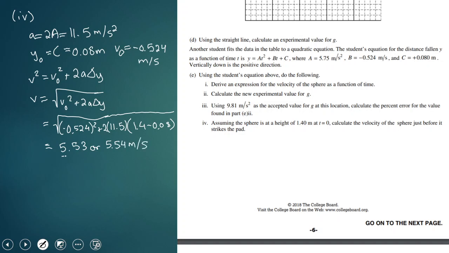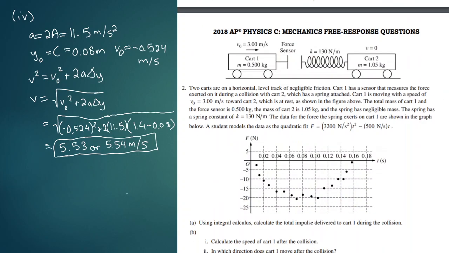Meters per second. So both of these values would be accepted. One of the other ways that you could do this was simply to solve for your t and then find out the velocity at that final time t. So you can find the total time it takes for you to drop this distance, 1.4 minus 0.08, and then you can figure out the velocity at that final time, which is just before it strikes the pad. And that marks question number 1.